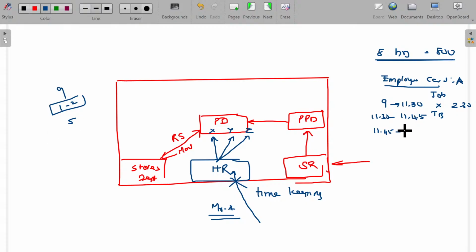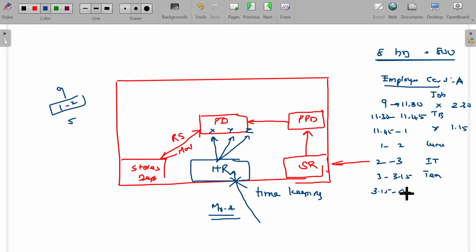So from 11:45 to 1 o'clock, he worked for job Y. How many hours here? 1 hour 15 minutes. And 1 to 2, lunch. And 2 to 3, no job, idle time. And 3 to 3:15, tea break. Even sitting idle, you consume more tea.